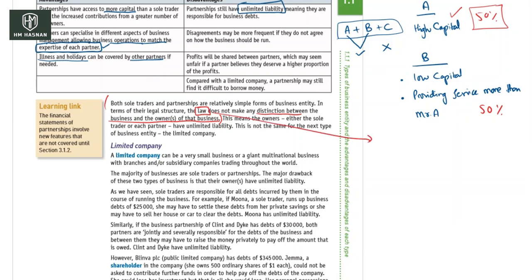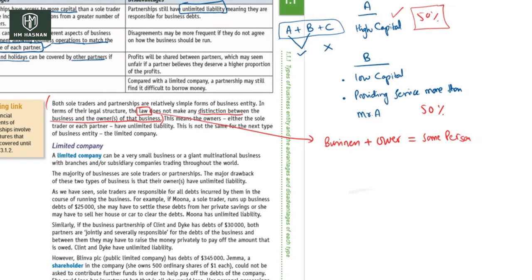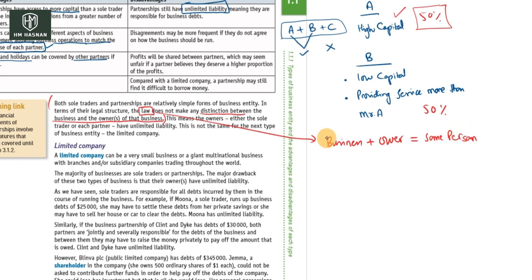According to this statement, business plus owner is equal to same person. With respect to sole trader and partnership business, business and owner is equal to same person.